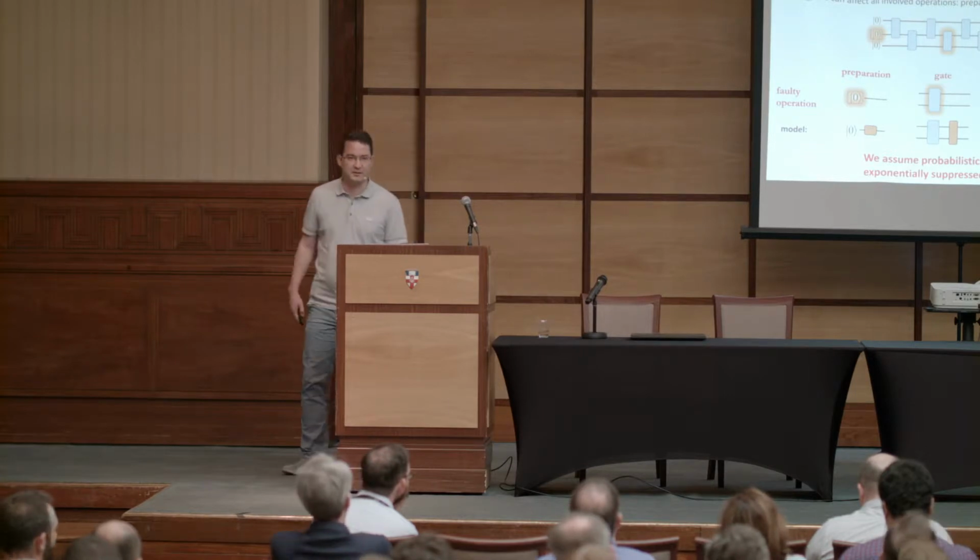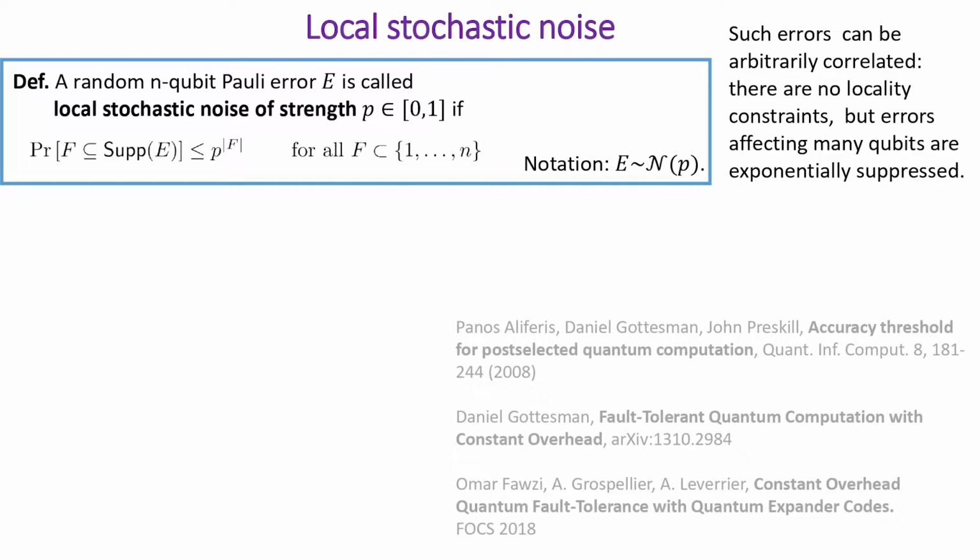Now it turns out there's a very nice notion that formalizes this, and this is the notion of local stochastic noise that was previously used by Gottesman and also in this paper that we will hear about on Thursday. So this formalizes this notion that high-weight errors are exponentially suppressed. So you have some random Pauli error, some random variable E, and the property that we have is that for any subset of qubits, the probability that all of these qubits are affected by the error is exponentially small in the number of these qubits.